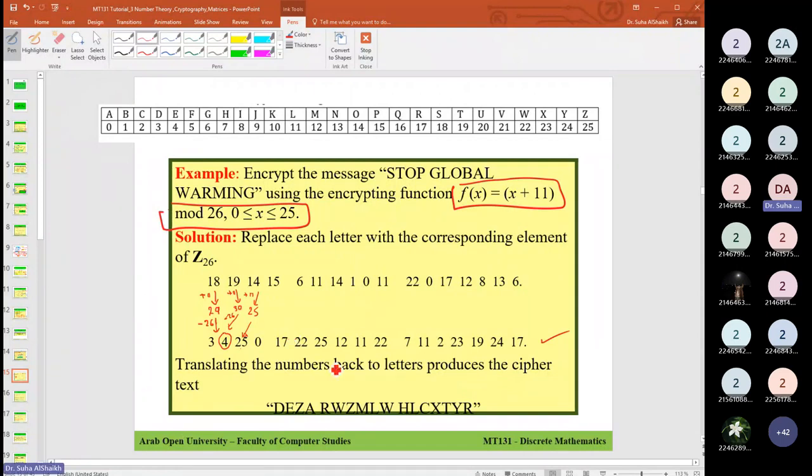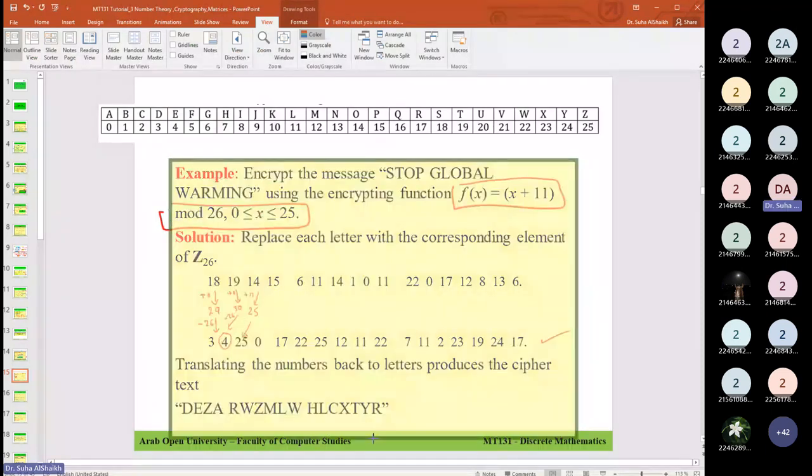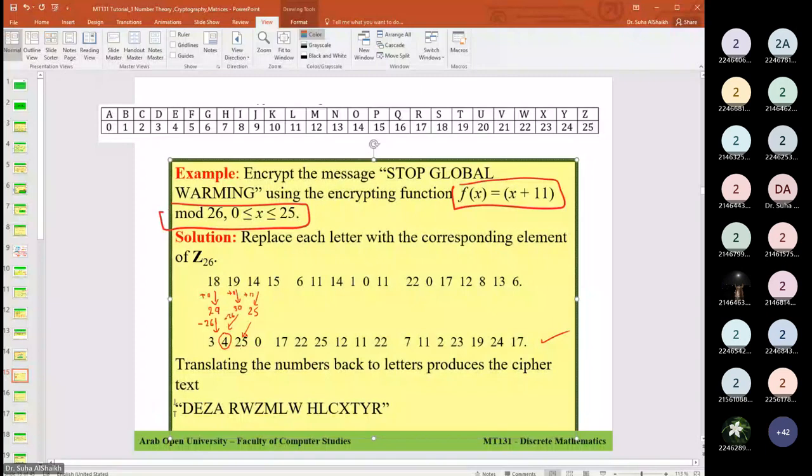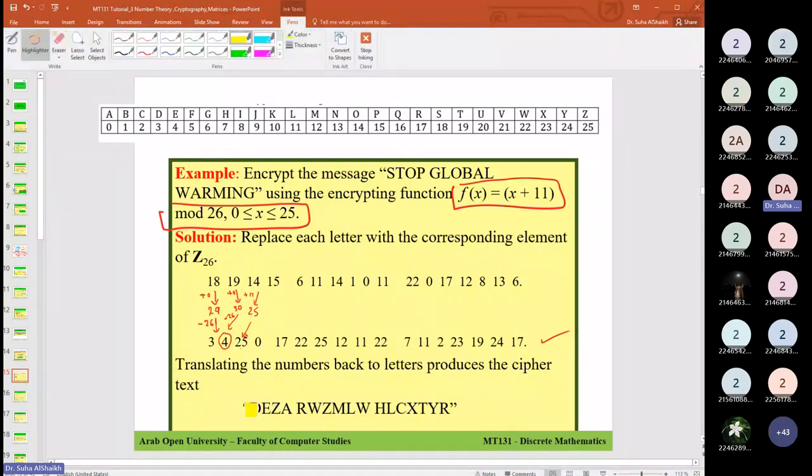Last step is converting the digits into letters, as you can see here. 3 is a D, 4 is an E, 25 is a Z, the 0 is an A, and so on. So this will be my secret message. This is the encryption function.